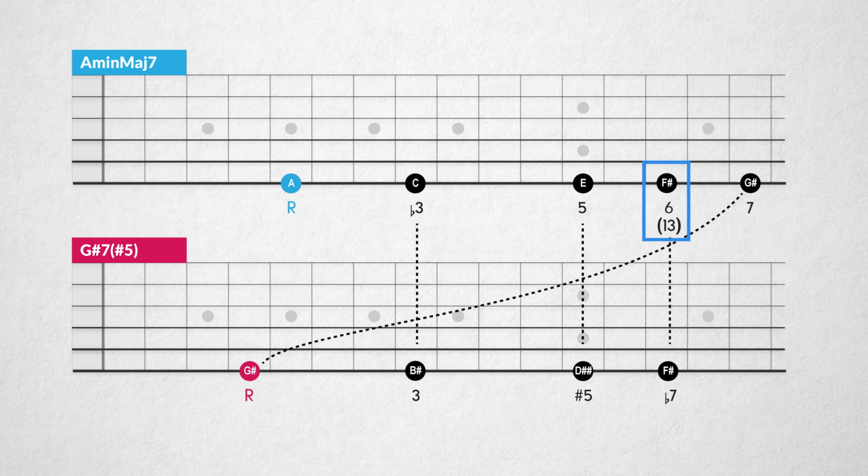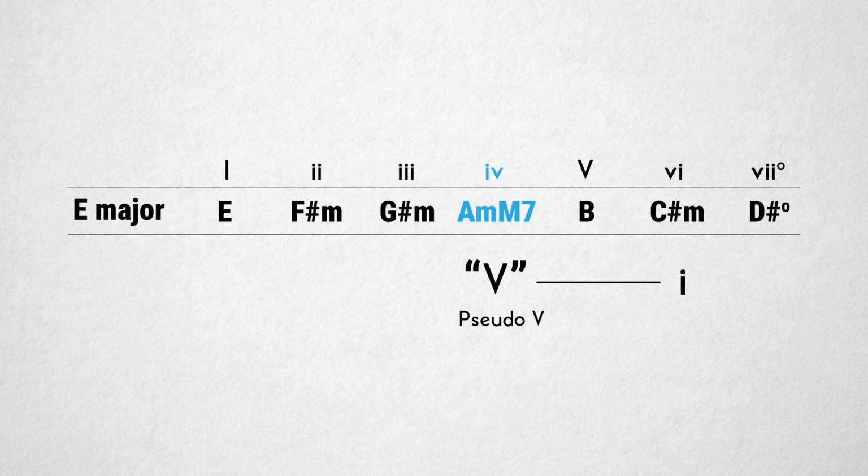Now if we add the major 6th F sharp to the A minor major 7th chord, which is a common thing to do, we have also added the dominant 7th of the G sharp 7 sharp 5 chord. So it's no wonder that the A minor major 7 chord or A minor major 7 13 chord can act as a kind of dominant for the minor 6 chord in a major key.